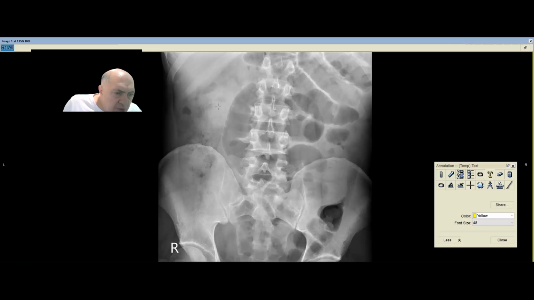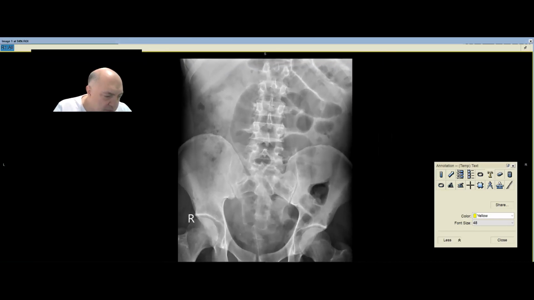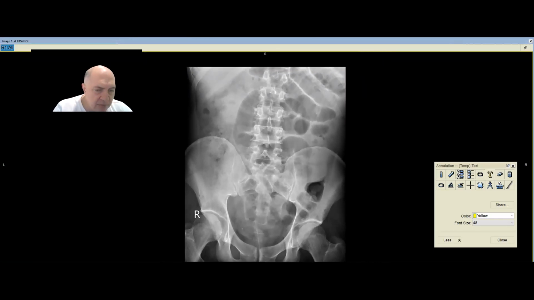Now, when you have normal colon and dilated small bowel, the diagnosis would be small bowel obstruction, and the usual cause would be an adhesion or possibly a hernia, sometimes an internal hernia, or a hernia in the groin sometimes can cause obstruction as well, especially if the hernia gets incarcerated.